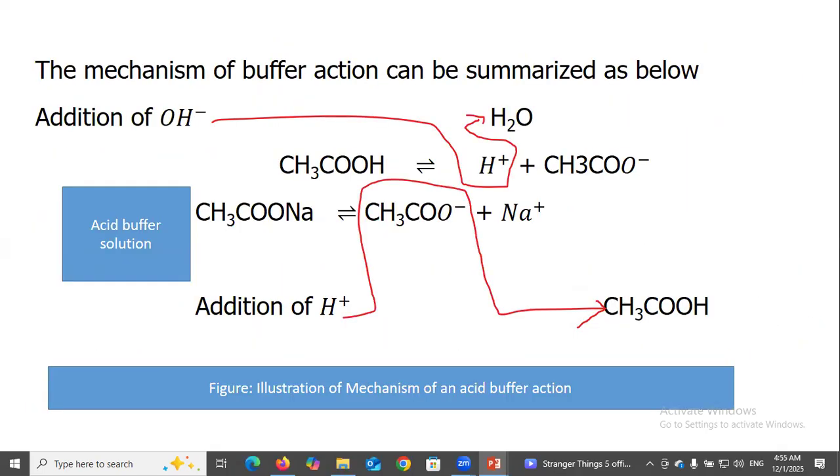The mechanism of buffer action can be summarized as below. An addition of hydroxide reacts with hydrogen ion and produces water, in the acid buffer, and hydrogen ion addition produces acetic acid.